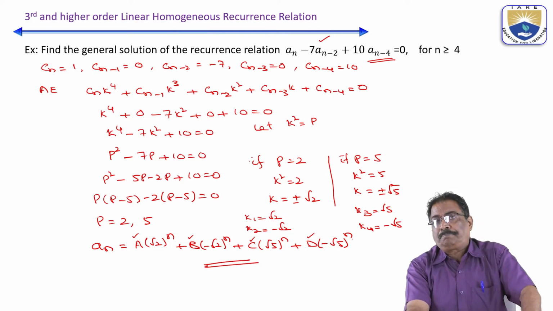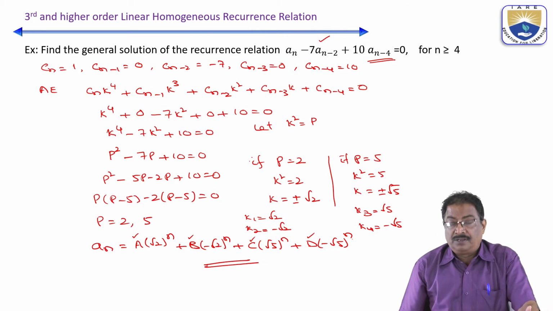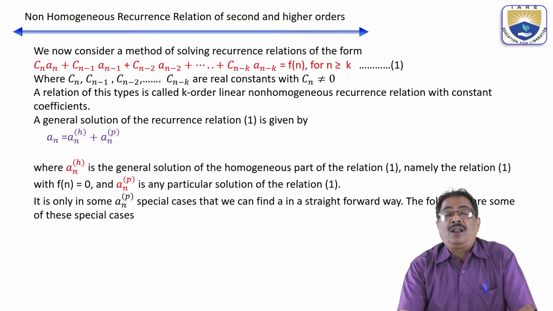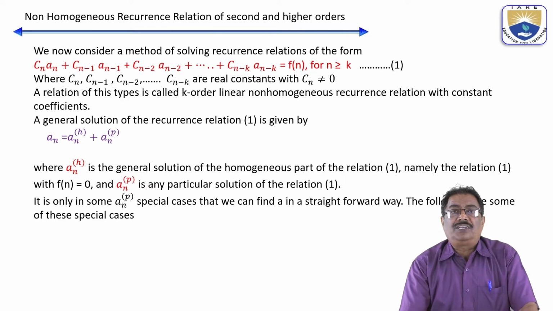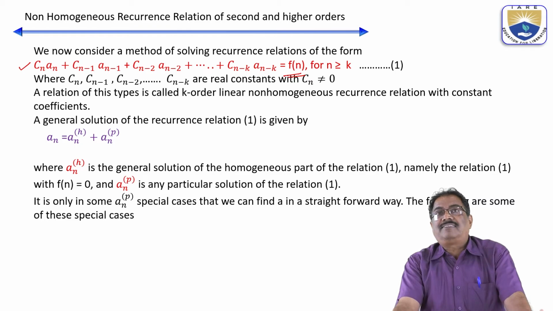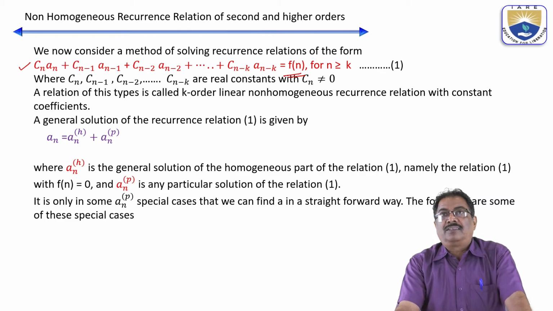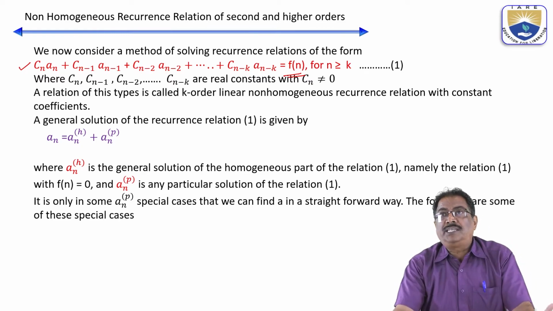Now, this is the study of how to solve a homogeneous recurrence relation. Now we are going to concentrate on a non-homogeneous linear recurrence relation. So now we are going to consider a recurrence relation of this form. The difference is, here there is no 0; here f of n will be there. So this is nth order, and n minus k will be there. So this is a kth order non-homogeneous recurrence relation with constant coefficients.